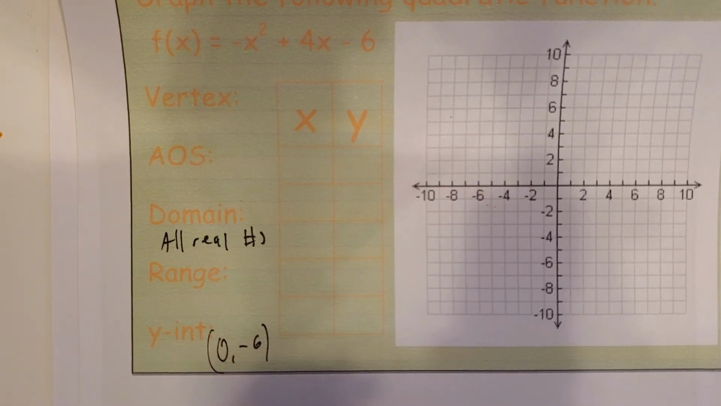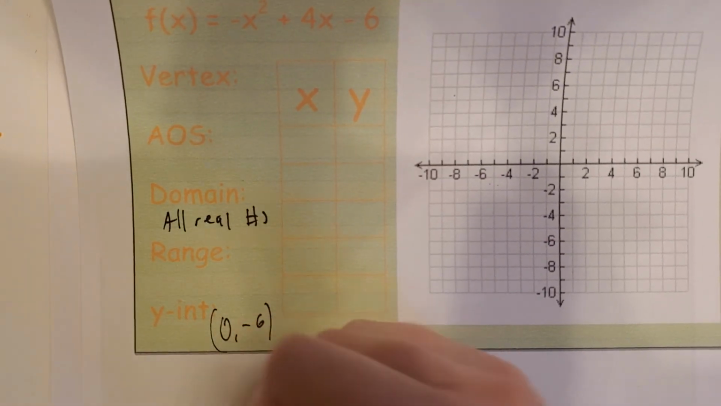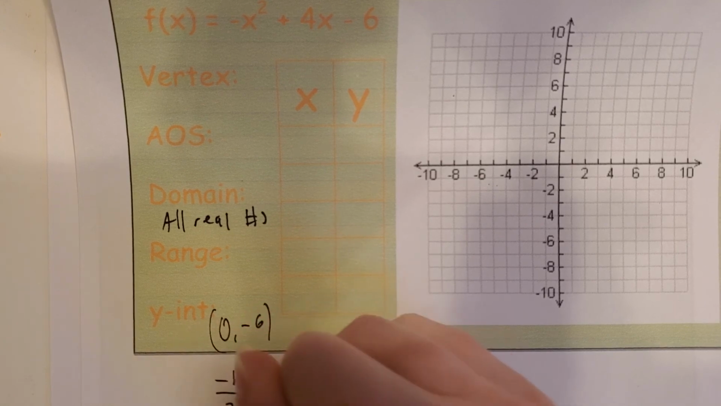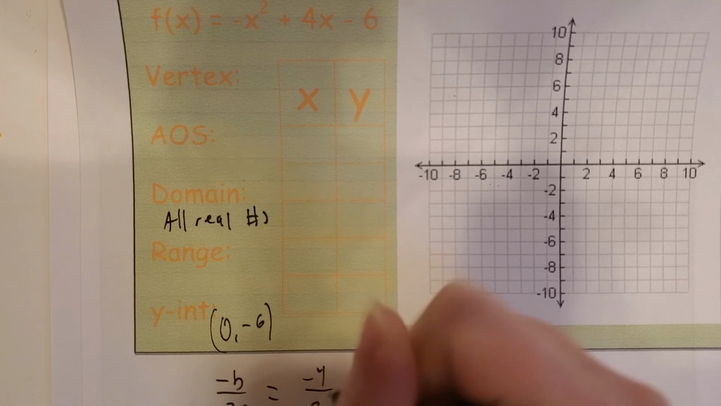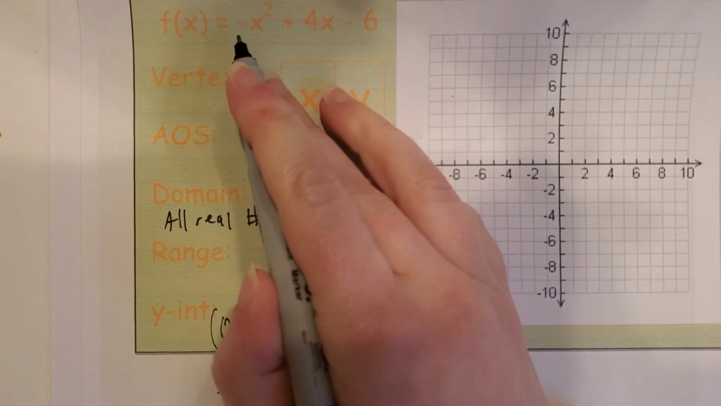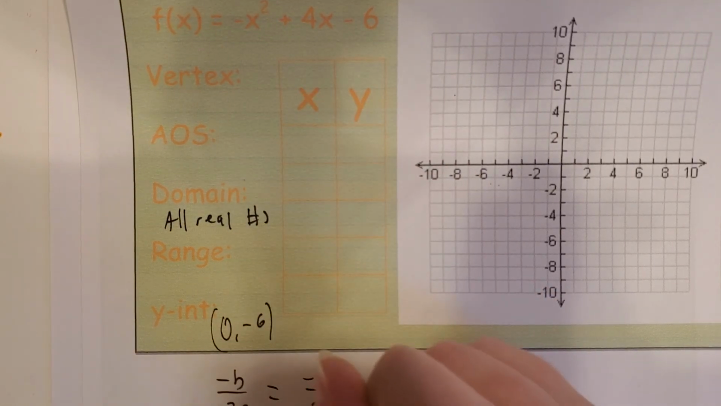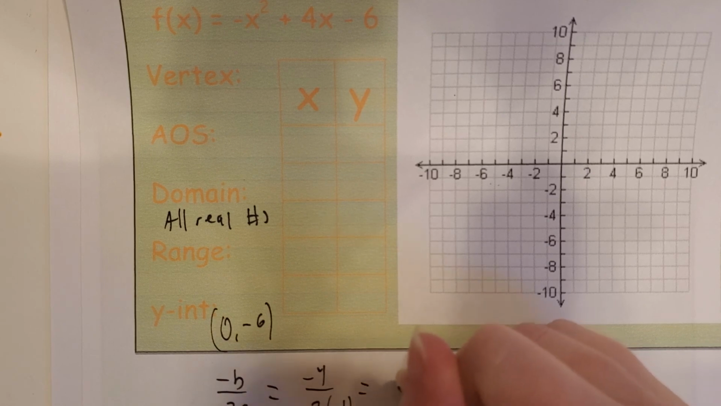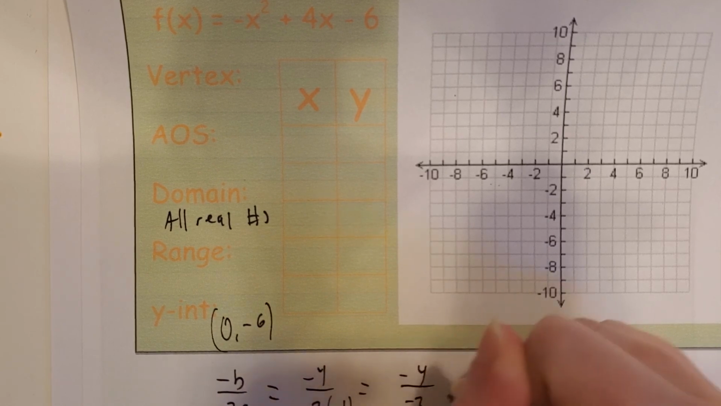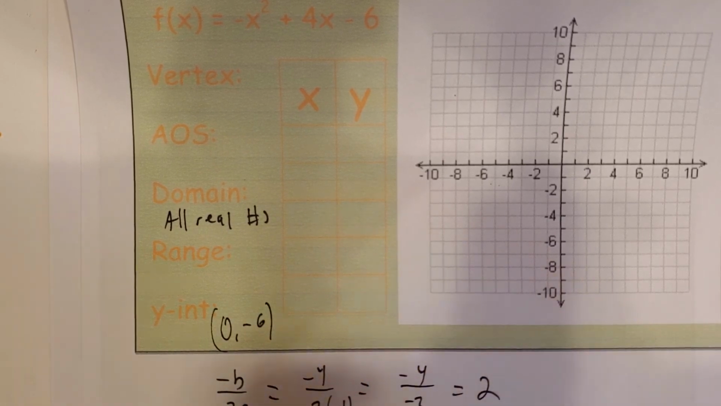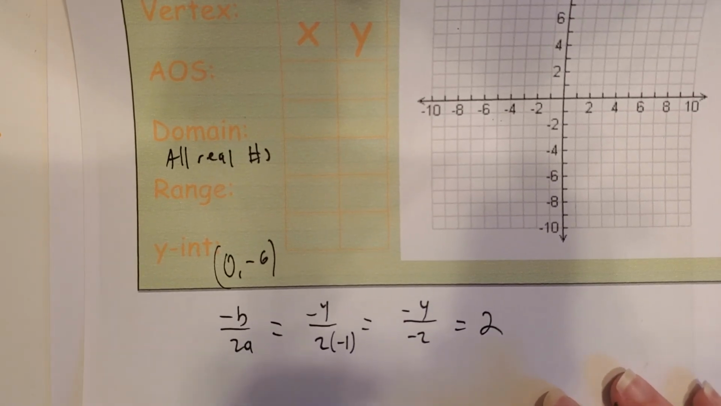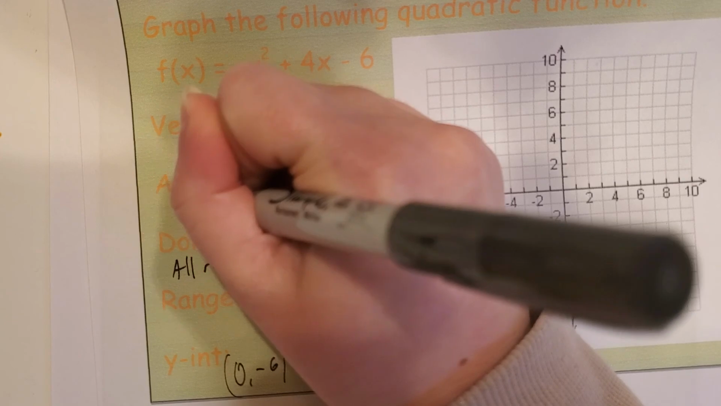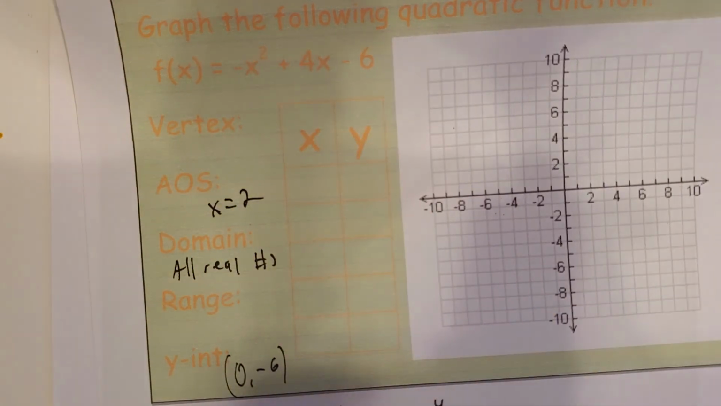Axis of symmetry, we can do exactly the same way we did before. -b over 2a. Our b value is 4, so -4 over 2, and our a value is -1. There is a negative in front. So 2 times -1. This is -4 over -2, which is 2. So the axis of symmetry is x equals 2.